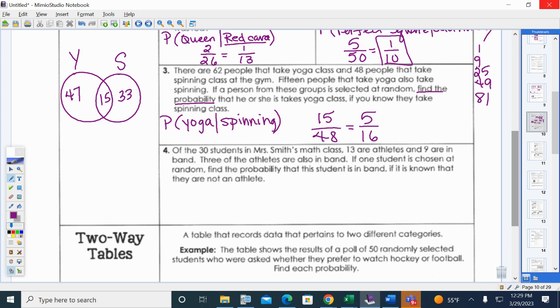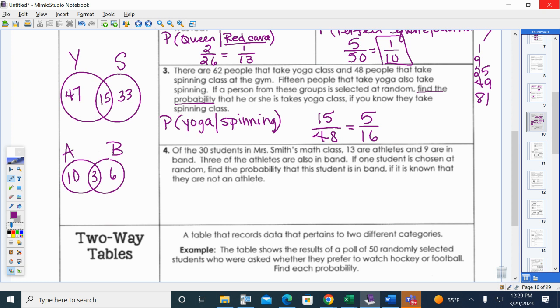So for my Venn diagram here, 3 of the athletes are also in band. So 3 is the number that's going to go inside. And then for my athletes, let's make the athletes the left side and then the band kids the right side. So 13 minus 3 is 10 that are only athletes. And then 9 minus the 3 gives me 6 kids in band.